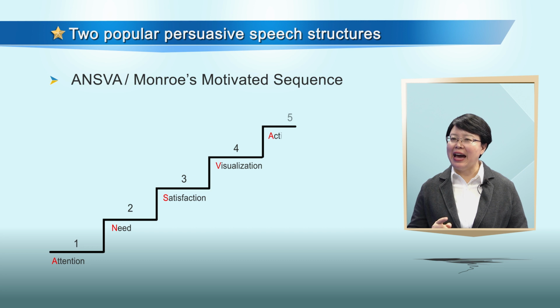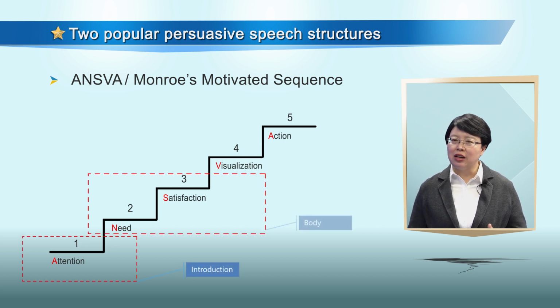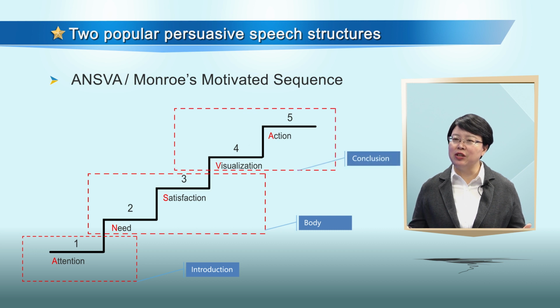Fifth, A, action step. You call the audience to action. Get them to commit to enacting the proposed solution. Tell them bravely what they need to do. So you can establish attention in your introduction, convey a problem and satisfy it in the body. Then use visualization and action in the conclusion. And this is ANSVA: attention, need, satisfaction, visualization, and action.